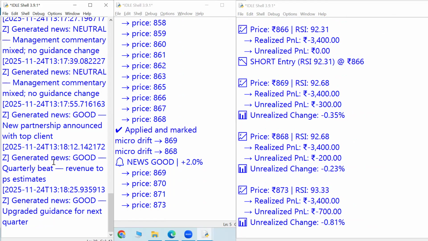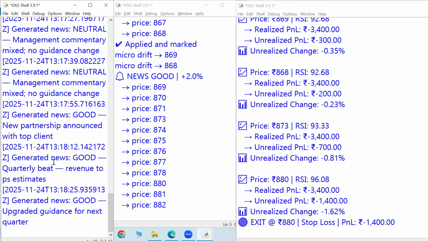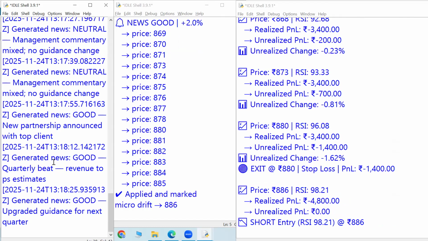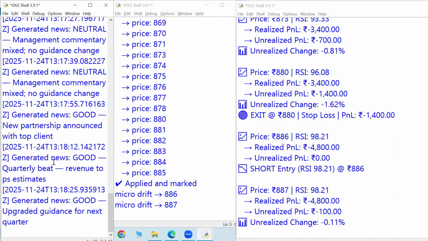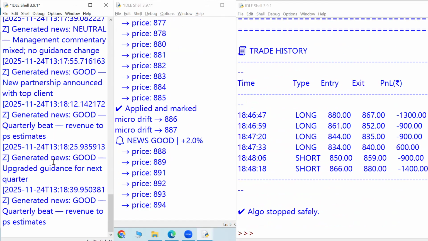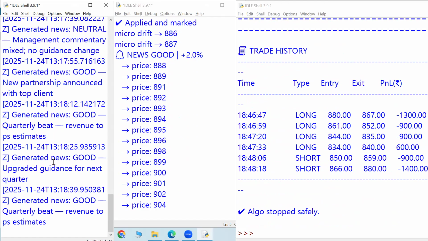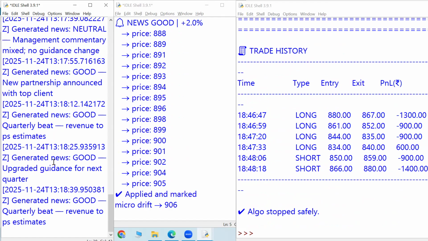Okay, again, one more good news has come. Very nice. See, the best part is I have no control over it. The market is going against us. We have one more short entry because the RSI is 90. Okay, we are going to stop this algo. The algo is going to stop. We have basically hit the 5% of the capital.